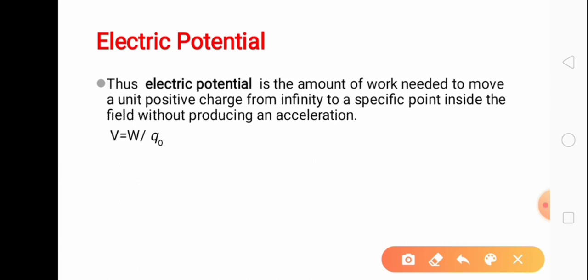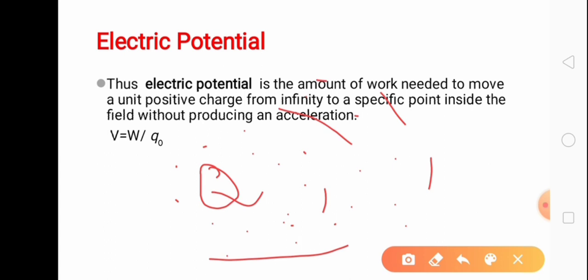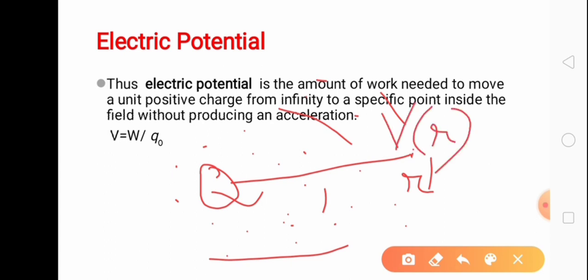You consider charge Q. This is the source charge, and the electric field is there around this charge everywhere. From the charge Q at a distance r, you want to find what is the potential due to this charge Q. Now, how can you find the expression for this potential at a distance r? It is the work done to bring unit positive charge from infinity to this point r.